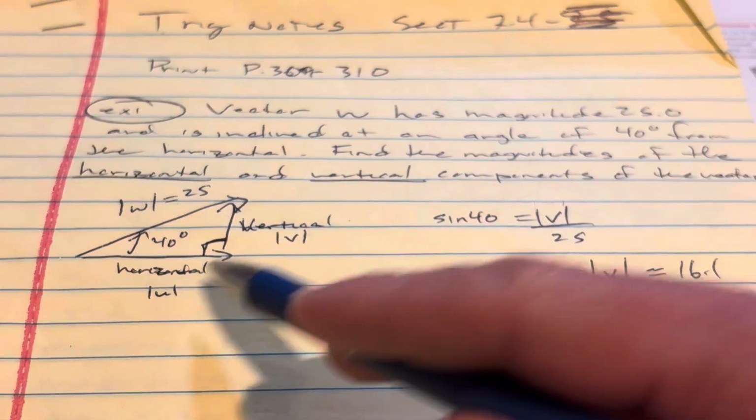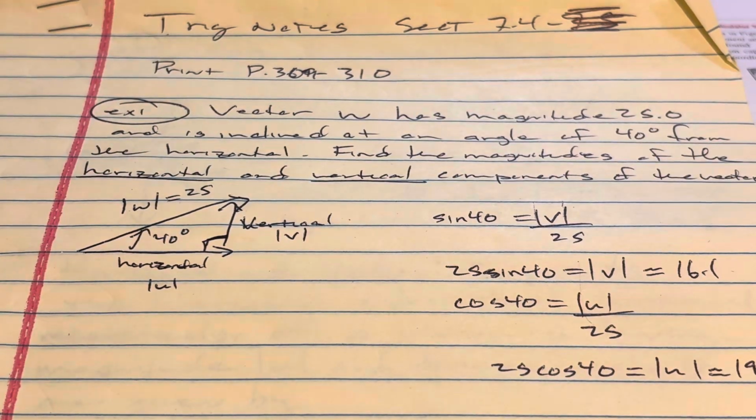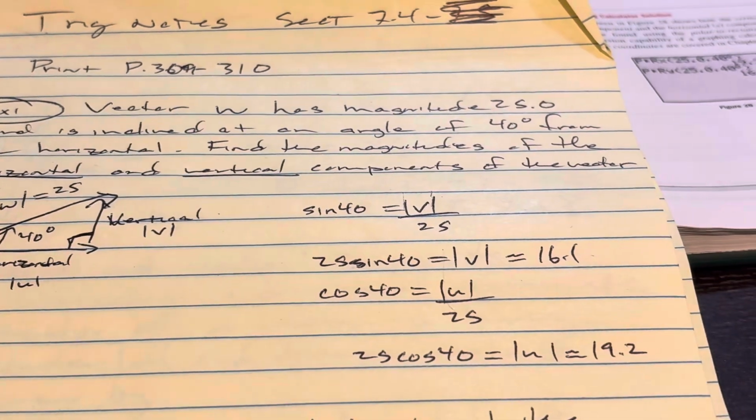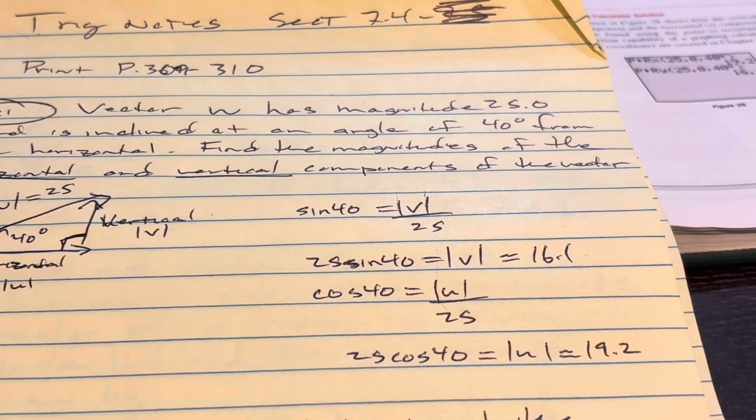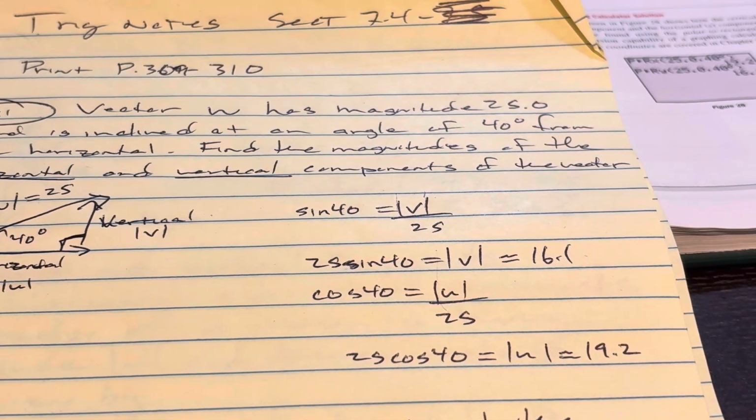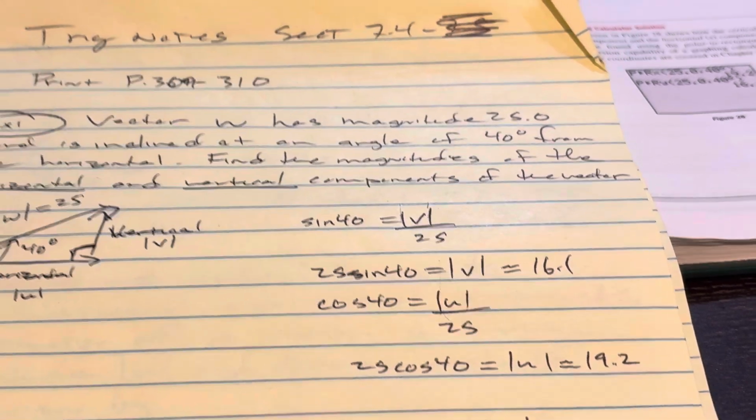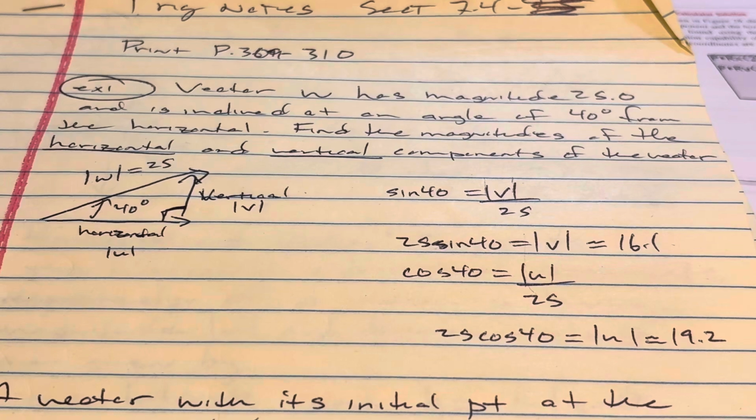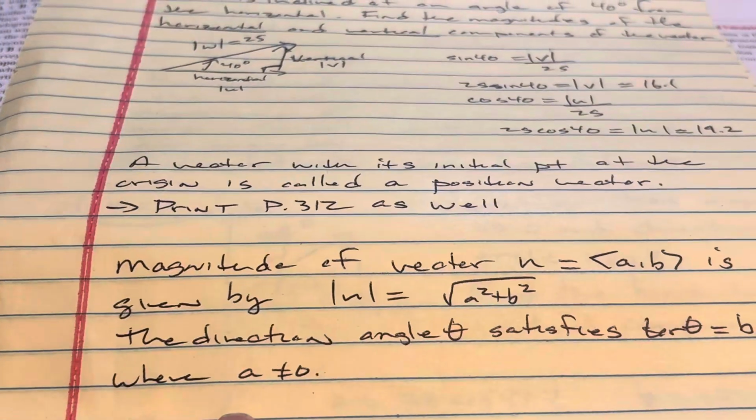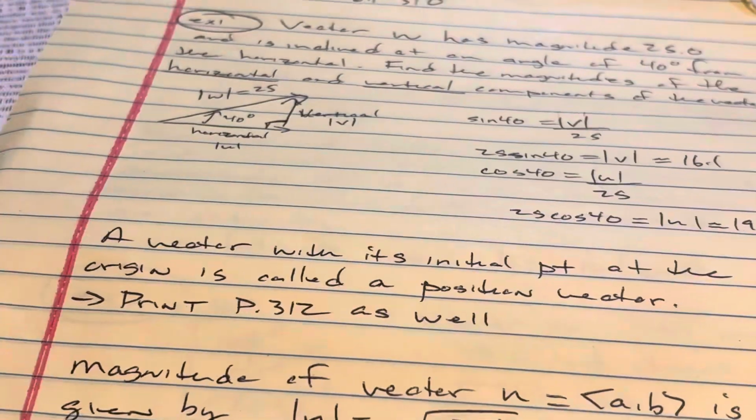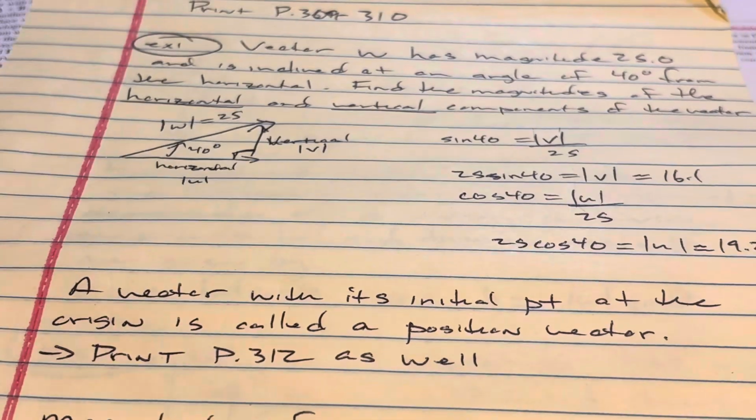Then cosine, because this is adjacent. Horizontal displacement, cosine; vertical displacement, sine. I think we talked about that a few times. Cosine 40 is equal to U over 25, so 25 cosine 40 is U. It's roughly 19.6. Vertical, horizontal components. SOHCAHTOA, sine and cosine. A vector with its initial point at the origin is called a position vector.